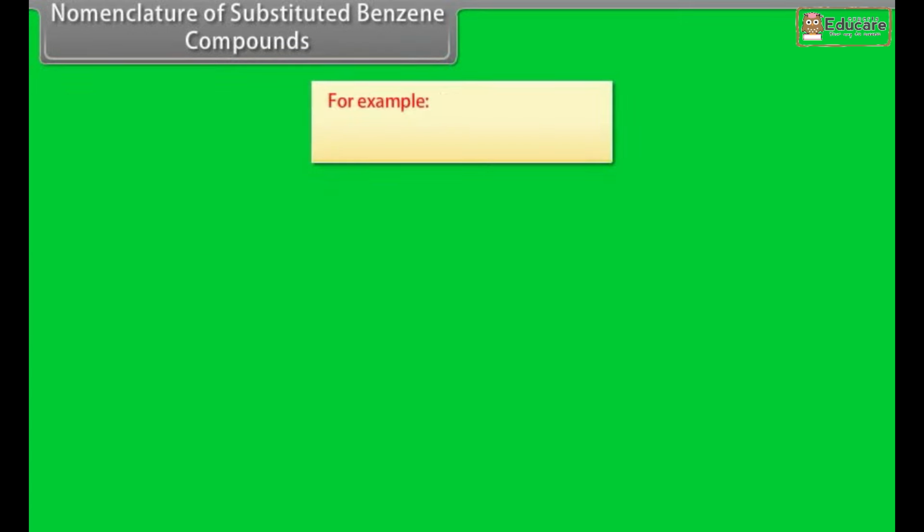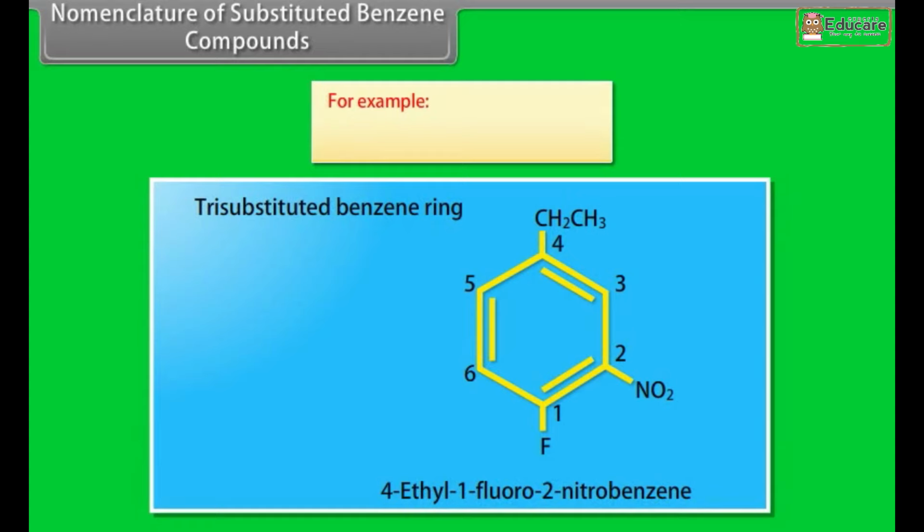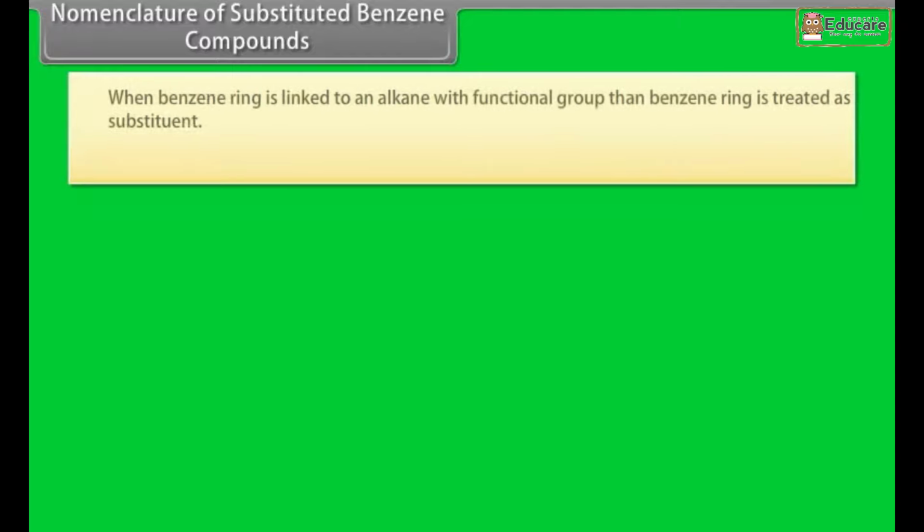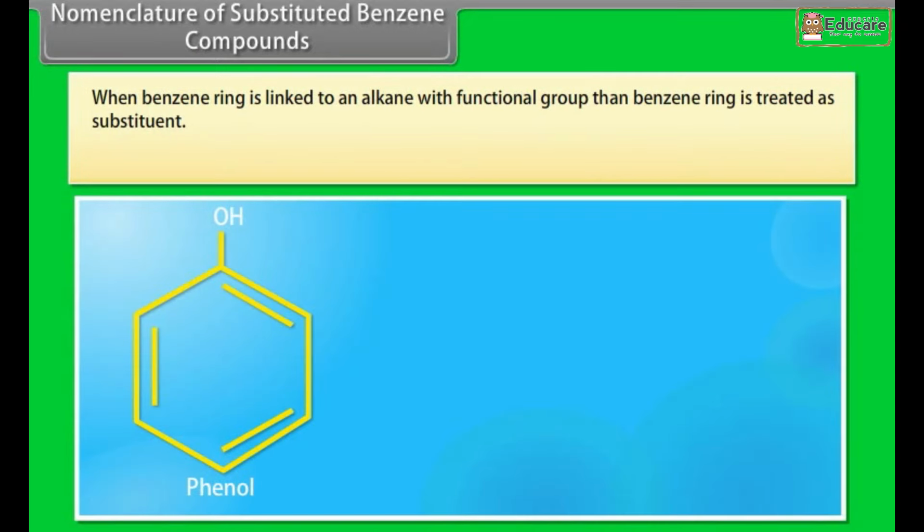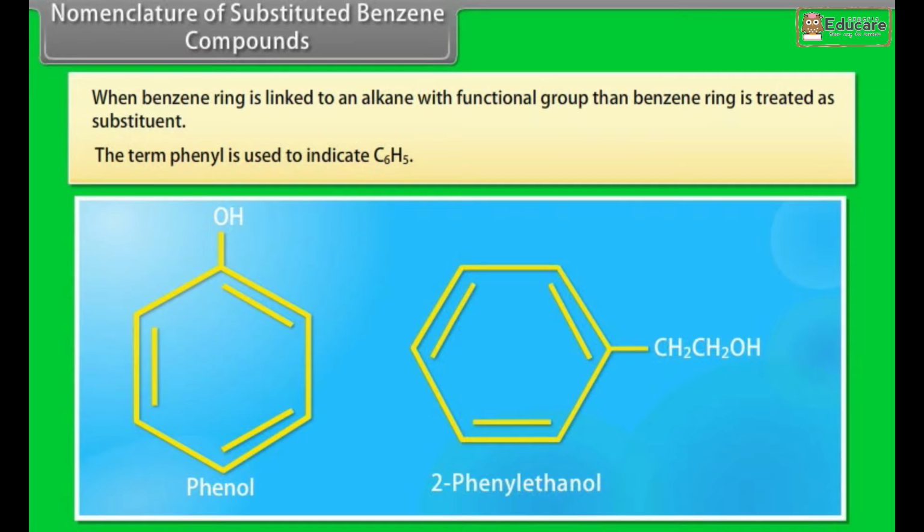For example, we assign number 1 to fluorine so that nitro gets 2 and ethyl gets 4. This compound can be named in alphabetical order as 4-ethyl-1-fluoro-2-nitrobenzene. When the benzene ring is linked to an alkane with a functional group, then the benzene ring is treated as a substituent. The term phenyl is used to indicate C6H5.